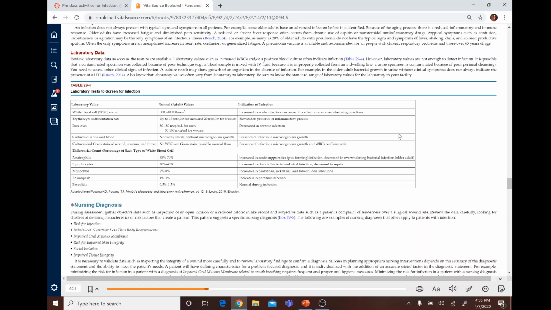Sepsis. What are the normal values of monocytes? 2 to 8%. When are monocyte values increased? Protozoan, rickettsial, and tuberculosis infection. What are the normal values of eosinophils? 1 to 4%. When are eosinophil values increased? Parasitic infection. What are the normal values of basophils? 0.5 to 1.5%. When are basophil values indicated of infection? During infection, duh.